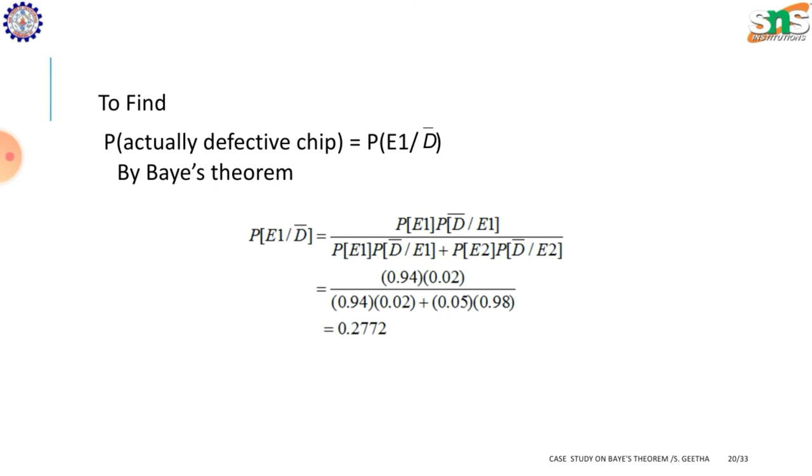P of E1 given D bar is equal to P of E1 into P of D bar given E1, whole divided by P of E1 into P of D bar given E1 plus P of E2 into P of D bar given E2, which is equal to 0.94 into 0.02 divided by 0.94 into 0.02 plus 0.05 into 0.98, which value is equal to 0.2772.